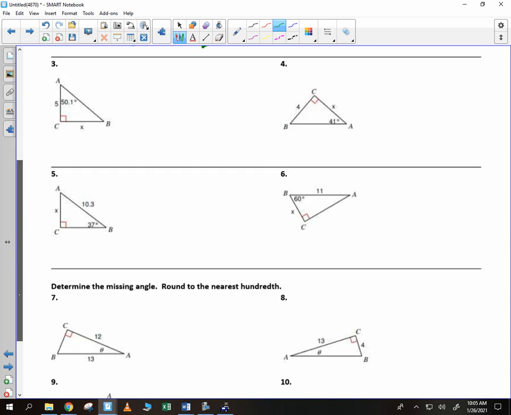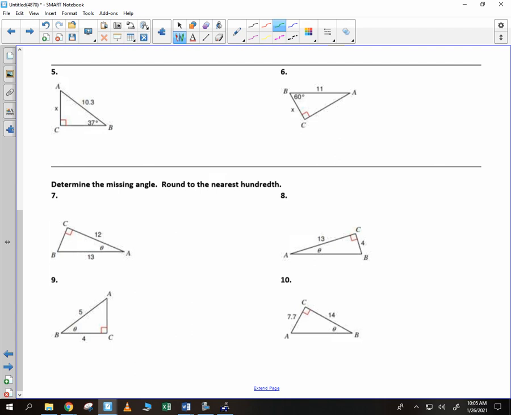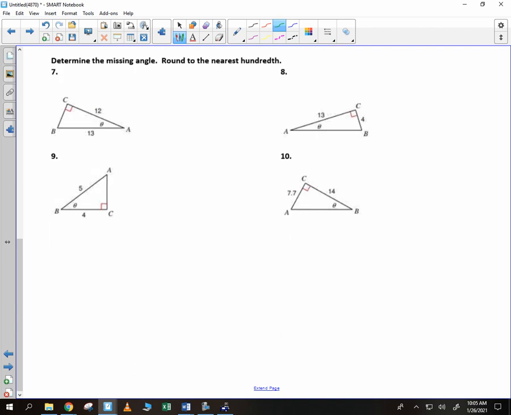Then let's move down to a different type of problem. Look at number 7. Can somebody tell me what's different about number 7 compared to all the other problems we've done so far? Yeah, we don't have the angle. No problem for us. We still label the sides. This is the hypotenuse. This is the adjacent.